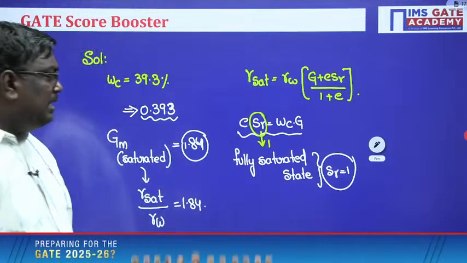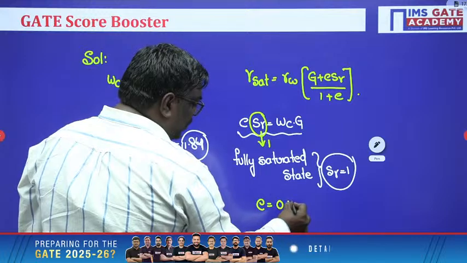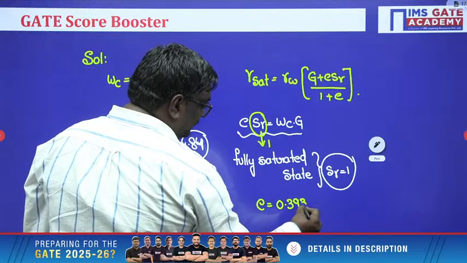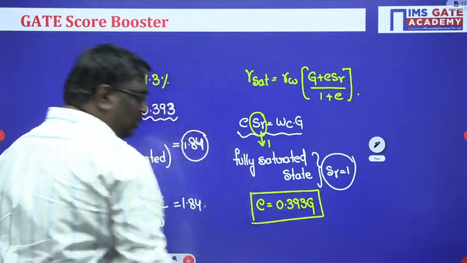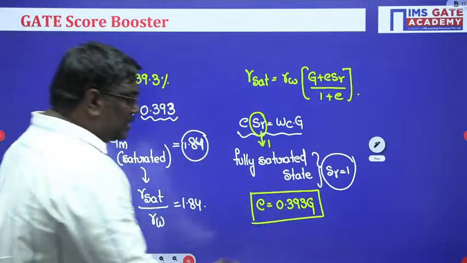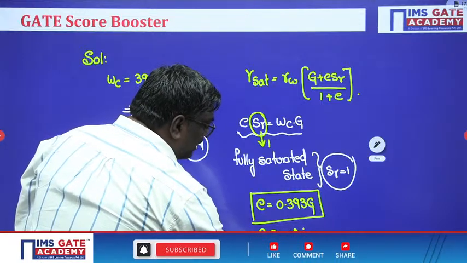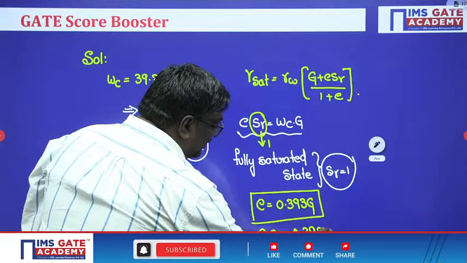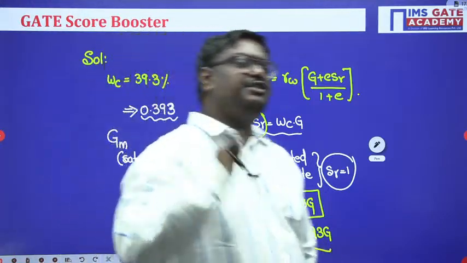Okay. E can be written as what, my dear students? E can be written as 0.393 into G. Or remember, my dear students, E into SR, as SR is 1, this can also be written as 0.393 G only. Why are both the same? Because the degree of saturation is 1.